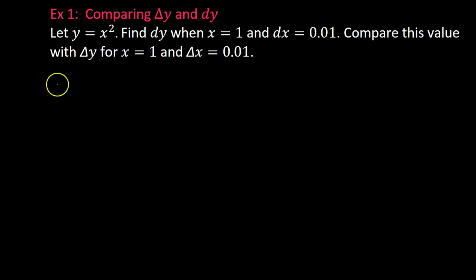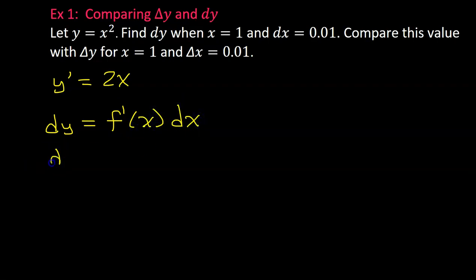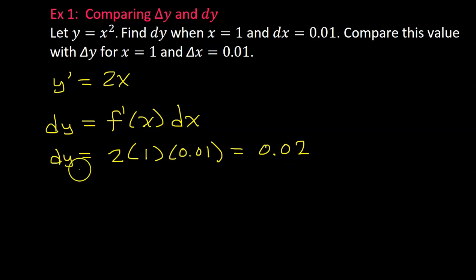We are going to need the first derivative. So y prime is going to equal 2x. So let's start with dy. We've just now learned and we are memorizing that dy equals f prime of x dx. So that means dy is going to equal f prime, that's your 2x, but we know what x is. x equals 1. And then the dx is the 0.01, so times 0.01. And this is going to equal 0.02. So that's dy.